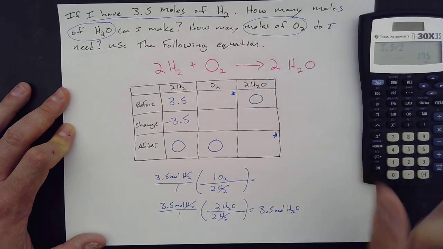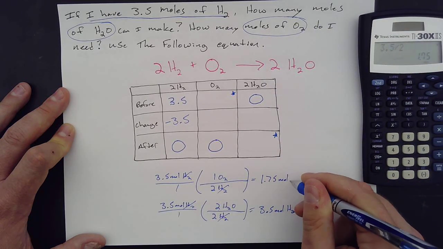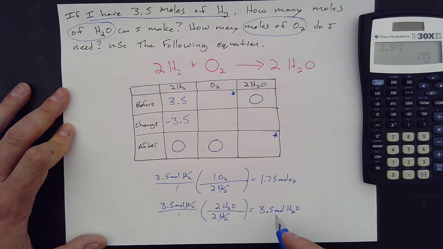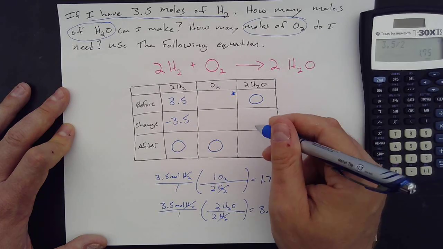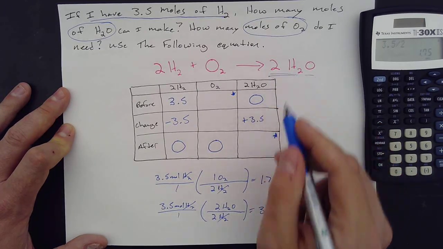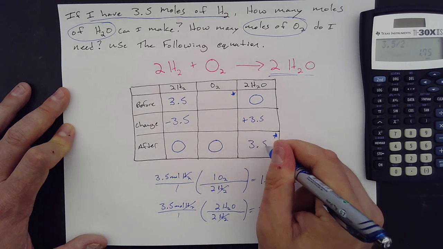So 1.75, and that's moles of O2. And here we go. So now let's start filling it in. So that means my change here is going to be a plus 3.5. Remember, that's what I'm making. That means my after is going to have 3.5.